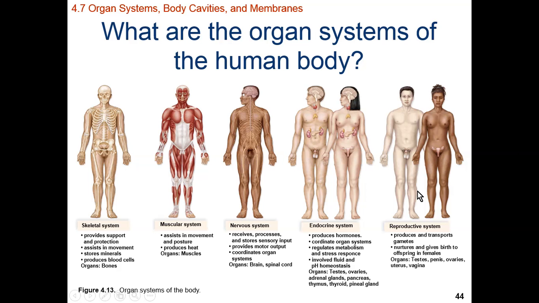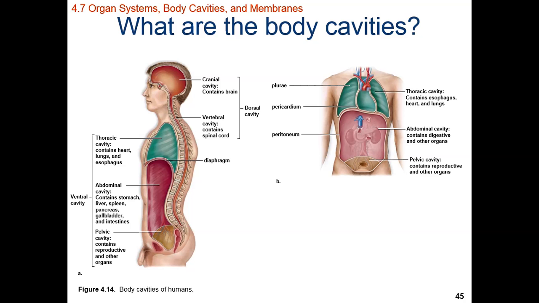And then we have the reproductive system, which, as its name implies, involves reproduction and making babies, or the progeny, or the next generation. So those are our organ systems. Let's talk about our body cavities.